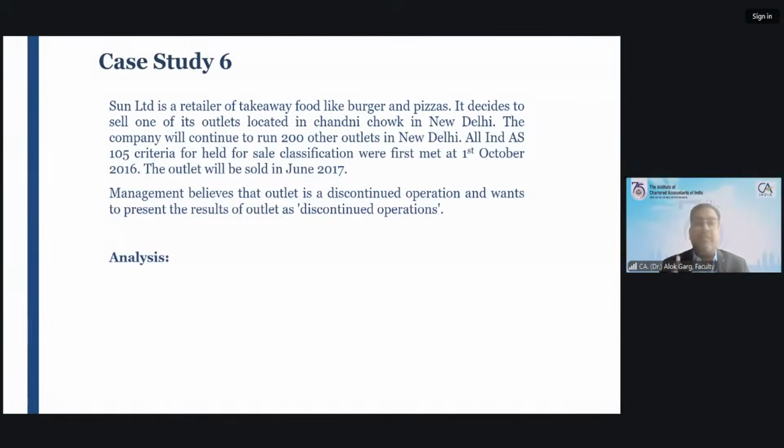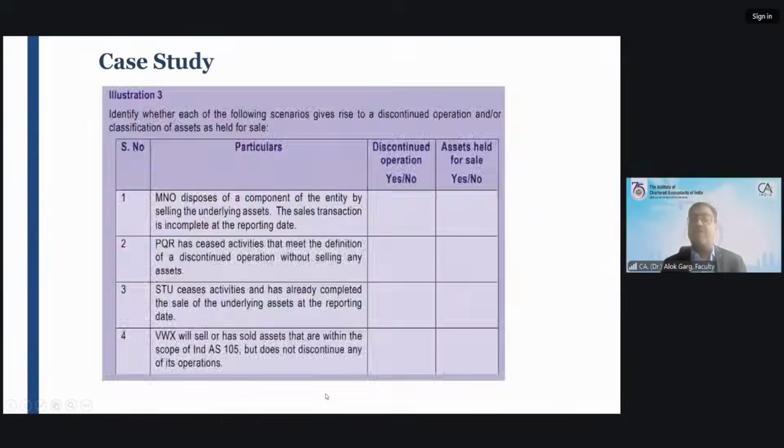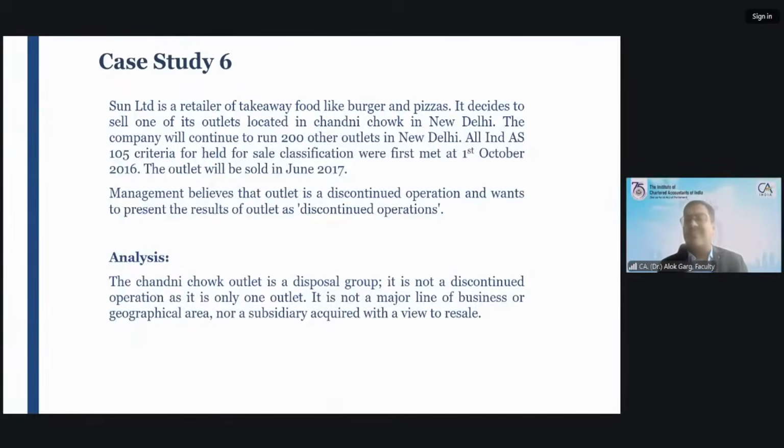The sale of one outlet, of course, is a disposal group, but is it a discontinued operation also? No, sir. It's not a discontinued operation as such, because in that location they have another 200 outlets. So it will be a continuing operation. Okay. The Chandni Chowk outlet is a disposal group. It is not a discontinued operation as it is only one outlet. It is not a major line of business or geographical area, nor a subsidiary acquired with a view to resale. It's a disposal group.